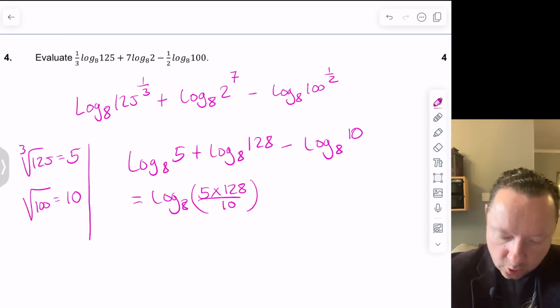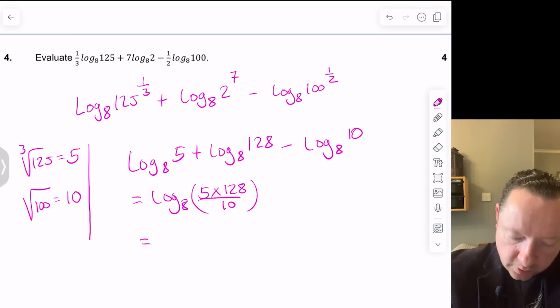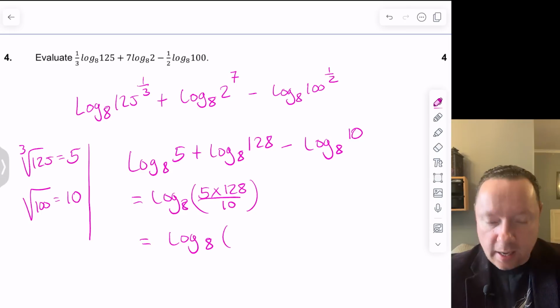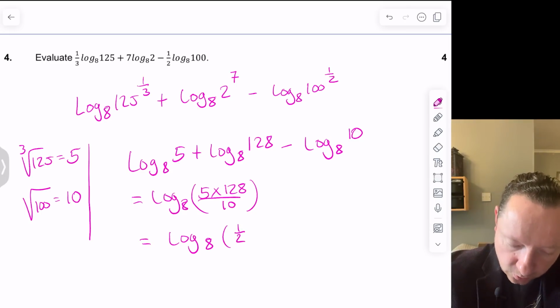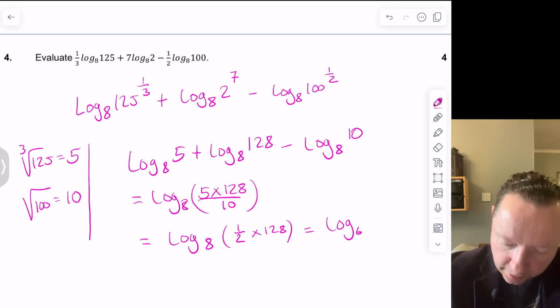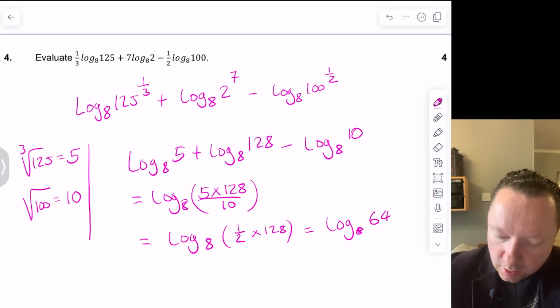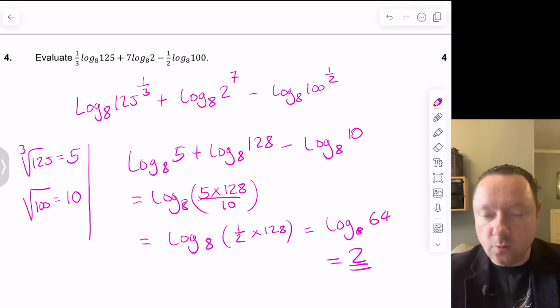Now, there's lots of ways you could work this out, but I'll use the most efficient method. Log base 8, 5 over 10 is a half. So I can simplify that by doing 1 over 2. So that gives me 128 over 2. That's log base 8 of 64. And 8 squared is 64, so that's 2.